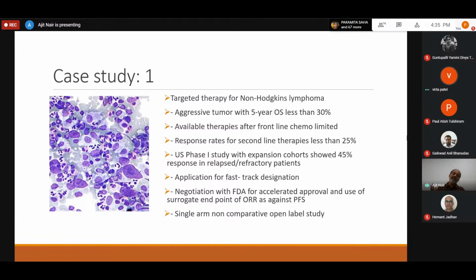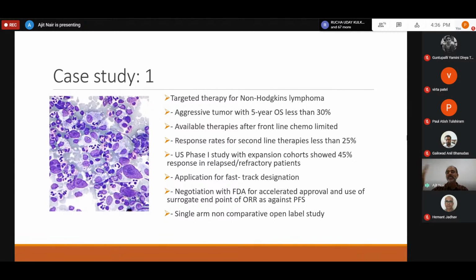So there's a company which developed a drug, right? And in the phase 1 study of the expansion cohort, remember the basket trial which I talked about, in one of the tumor types, which happens to be this non-Hodgkin's lymphoma, it showed at a very early stage of phase 1 a very good response of 45%, right?